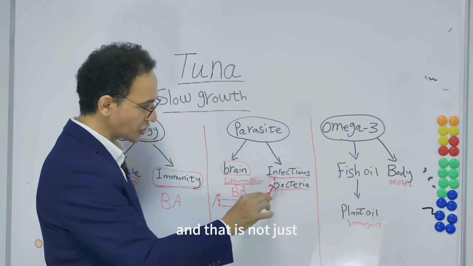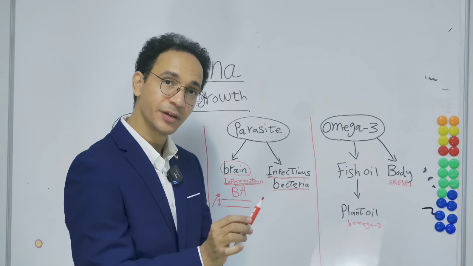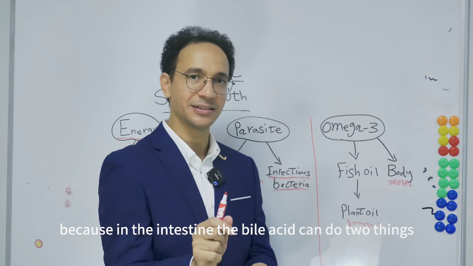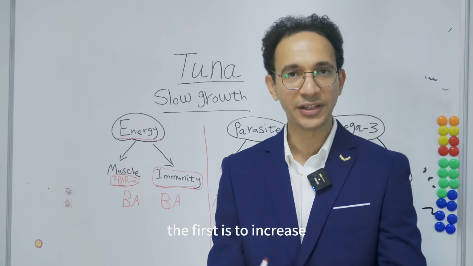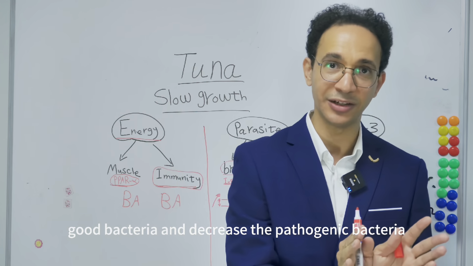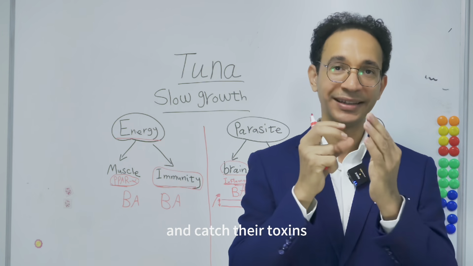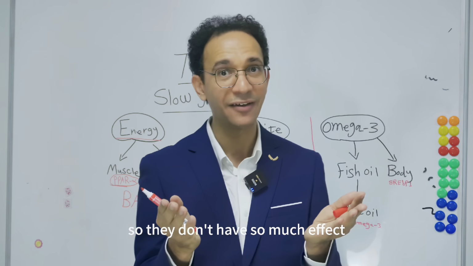And it is not just because of the inflammation, but also the infectious bacteria in the intestine. Because in the intestine, the bile acid can do two things. The first is to increase the good bacteria and decrease the pathogenic bacteria, because they can break down their cell wall and catch their toxins. So they don't have so much effect.